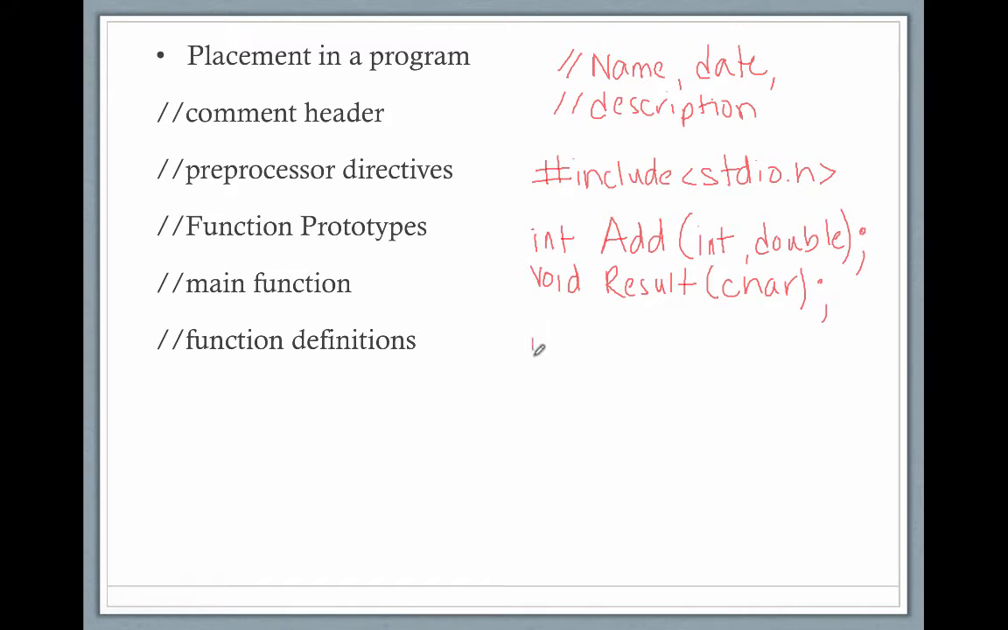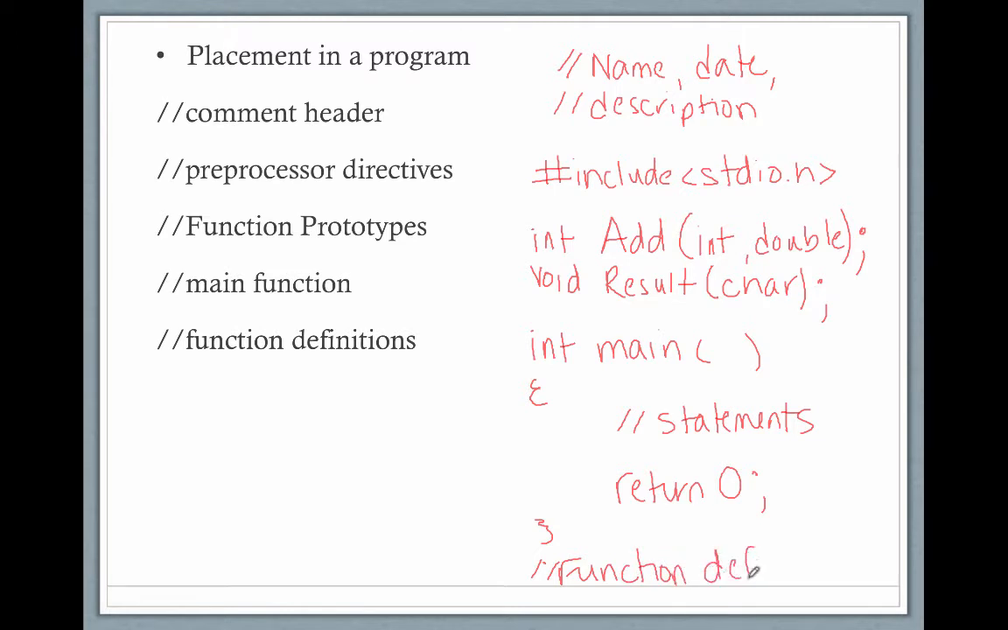Following that, I would have my main function. And in here is the implementation. These are all my statements in my main function with the return 0. And then below that would be my function definitions.